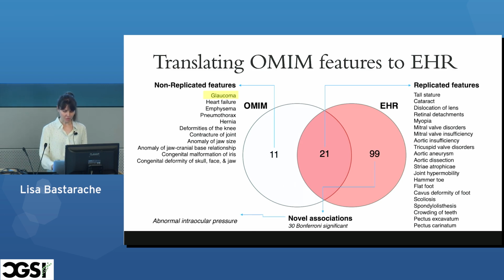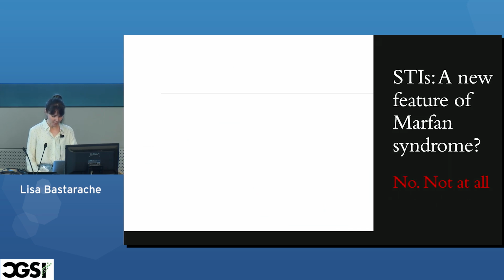Some of these novel associations, I think, were actually just different ways of saying the same thing. For instance, we didn't replicate the feature of glaucoma for Marfan syndrome, but we did find an association with abnormal intraocular pressure. So likely sometimes there are features that are lost in translation from that mapping process from OMIM to the EHR that I think could be rescued. We also found some novel associations, and here's a bit of a cautionary tale, because some of these novel associations turn out to be false positives for interesting reasons.